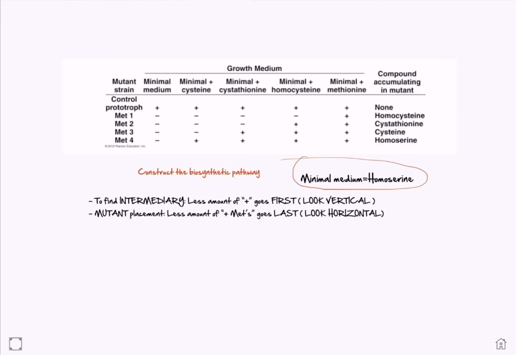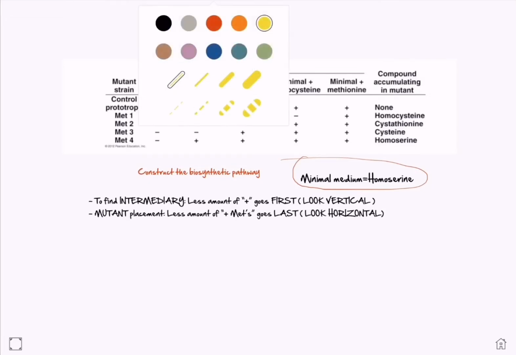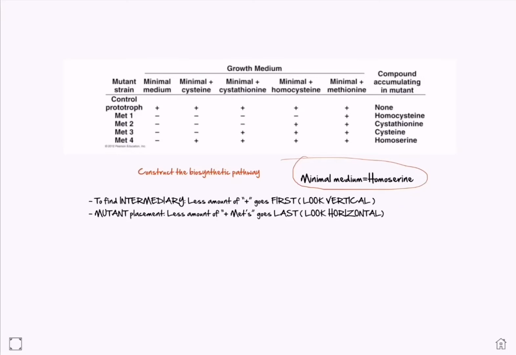So the intermediary, or the top row, you need to memorize that the fewer pluses goes first, and through that I mean you're going to look vertically at the table. And to find where to place the mutants on the arrow, you need to memorize that the fewer pluses in the mutants goes last, and for that you want to look horizontally. So let me explain what I mean. Let me zoom out a bit.